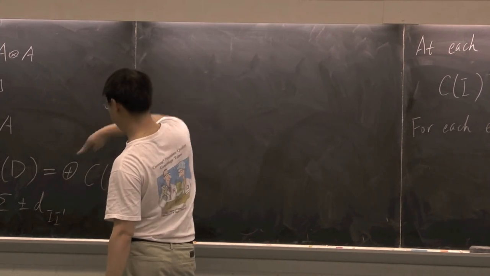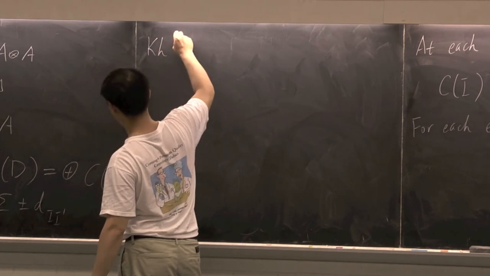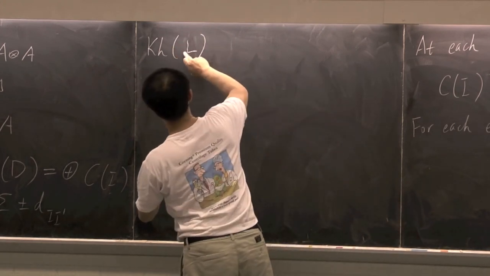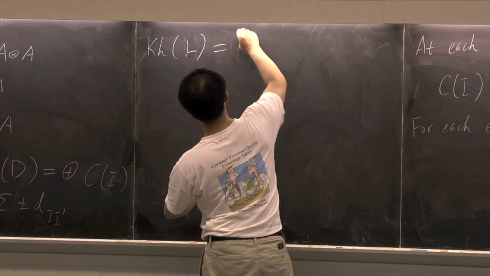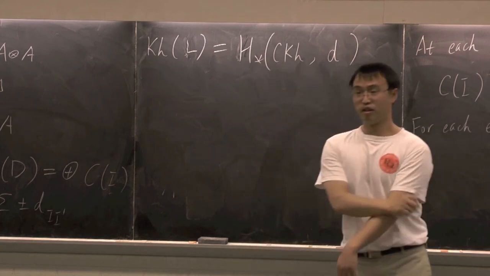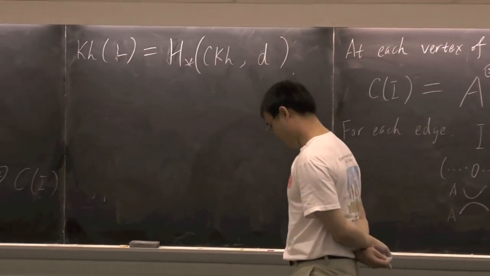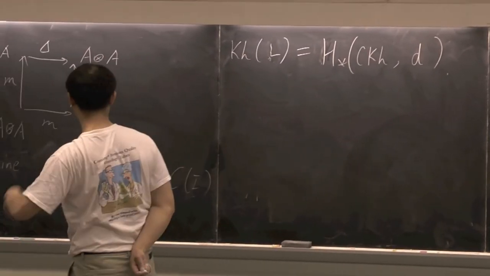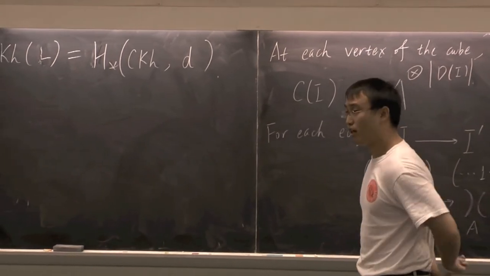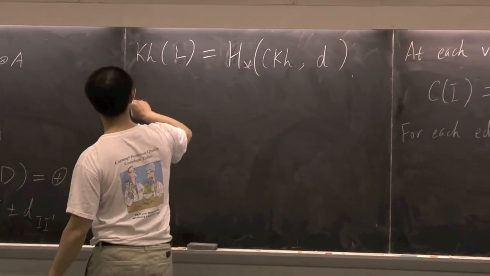Okay, so this gives you a chain complex, and the Khovanov homology for this knot, or for this link, is the homology of this chain complex. And there is a way to define the bigradings on the Khovanov homology. Okay, so that's how you define the Khovanov homology. And now, how do you get the module structure?